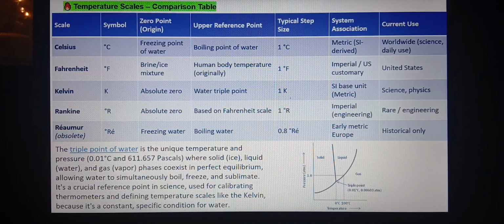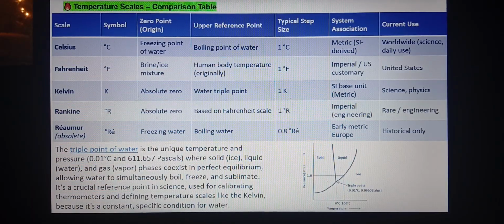The upper reference point for Celsius was the boiling point of water. For Fahrenheit, the human body temperature originally. For Kelvin, it's the water triple point. Rankine based on the Fahrenheit scale. Reaumur, also boiling water. Typical step sizes are shown in that column, and the system association you can see in the next column, and the last column is showing where it's used mainly.